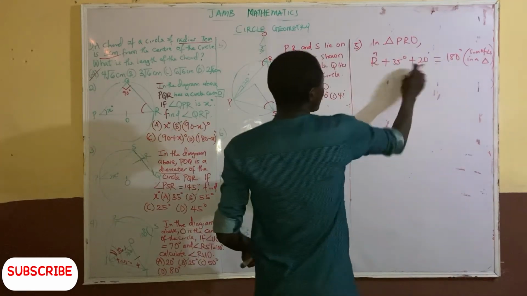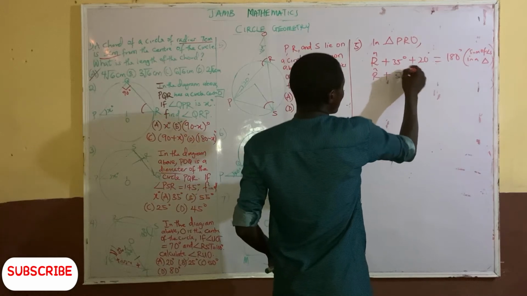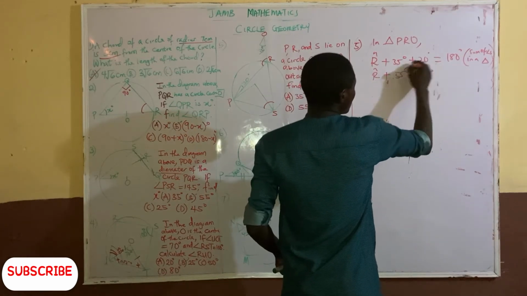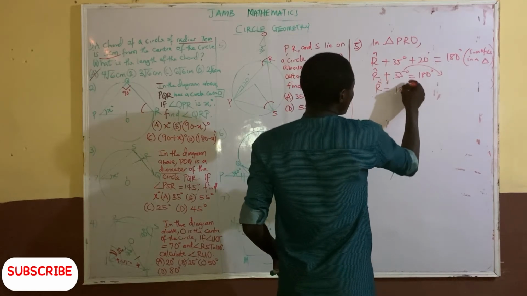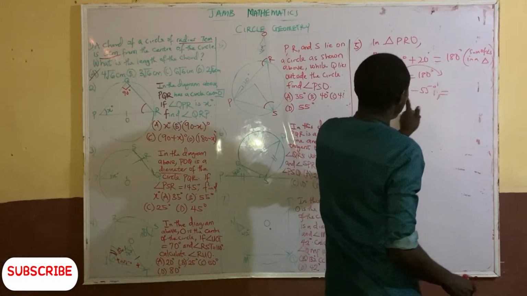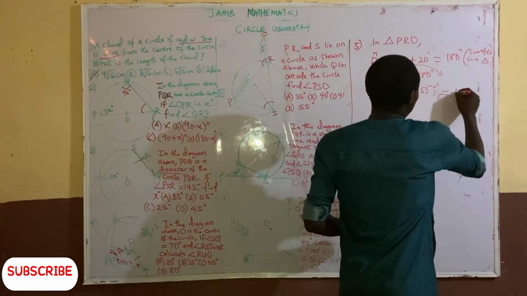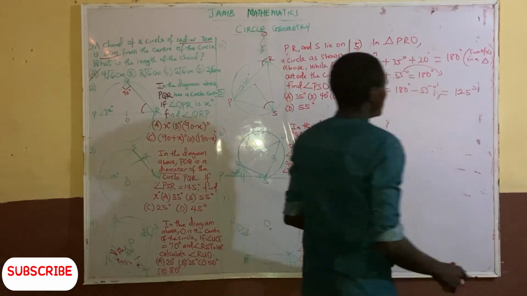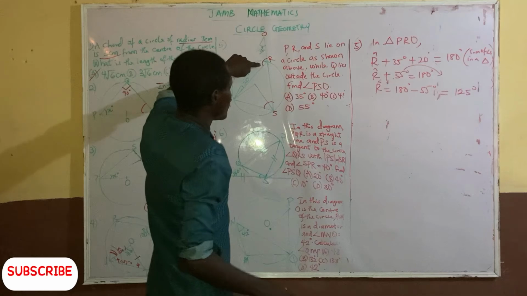So when I add this together, angle R plus 55 degrees equals 180 degrees. Take this one to the right side. We have angle R equals 180 degrees minus 55 degrees. So what do we have? 125 degrees. So the angle here is 125 degrees.